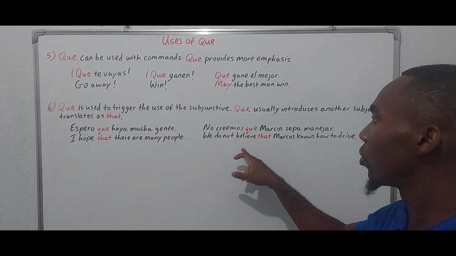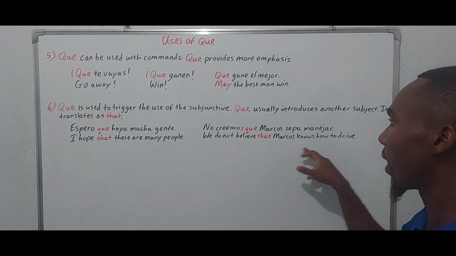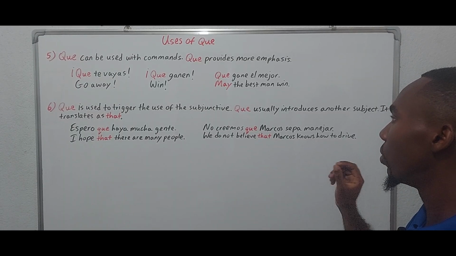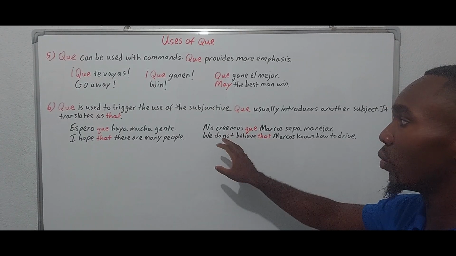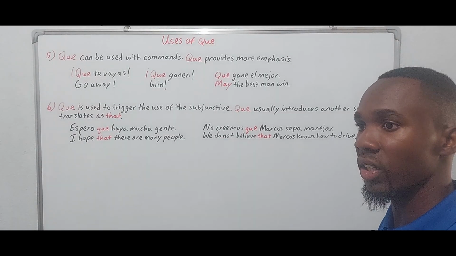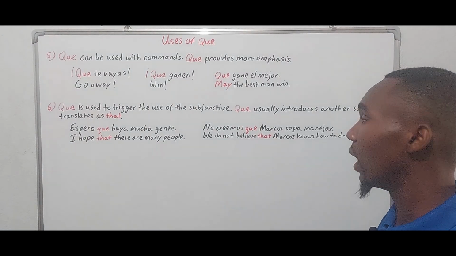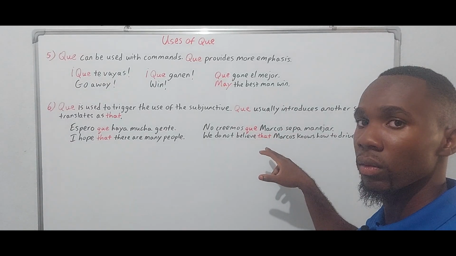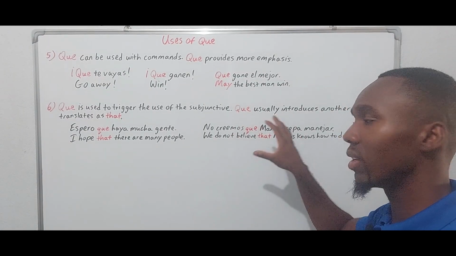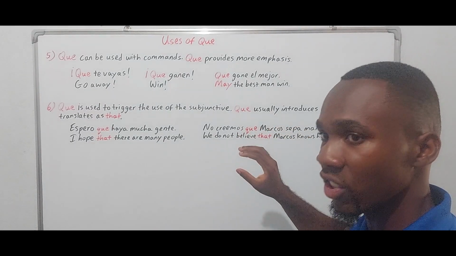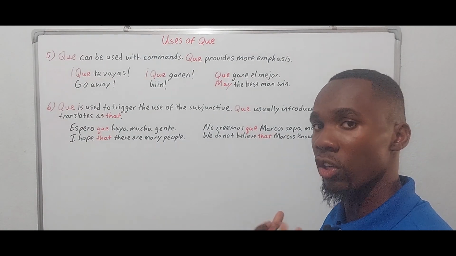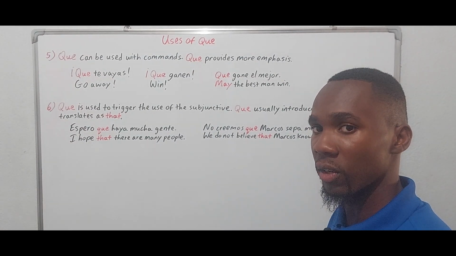Similarly, no creemos que Marcos sepa manejar. We do not believe that Marcos knows how to drive. We started with the subject we, and then we changed the subject to Marcos. So the que indicates that the focus has changed. And because no creemos deals with doubt, we use the subjunctive there.